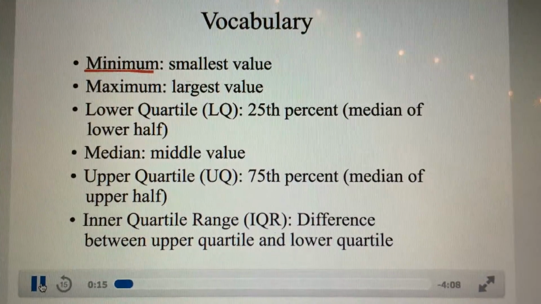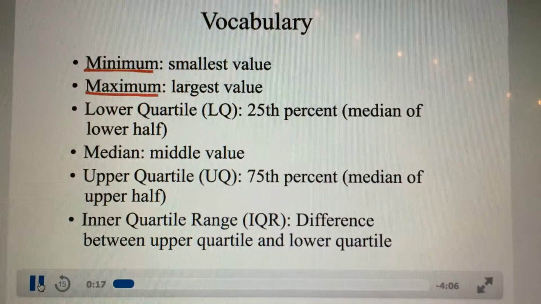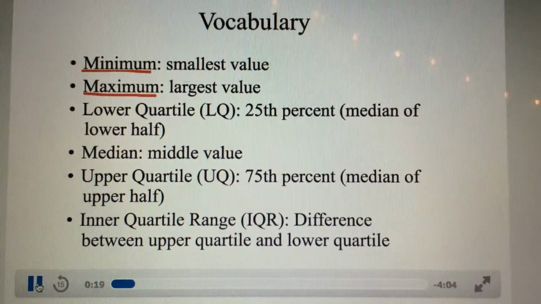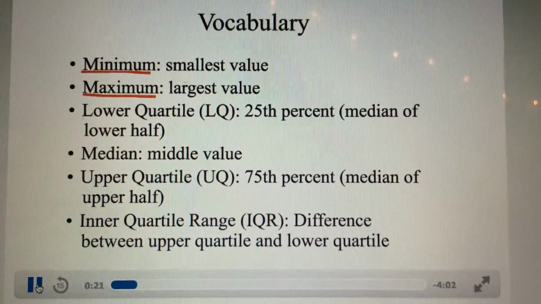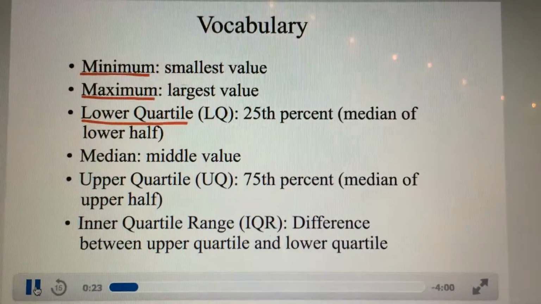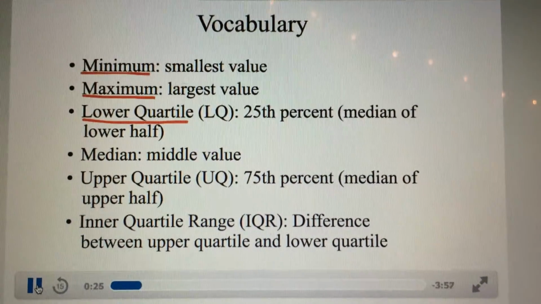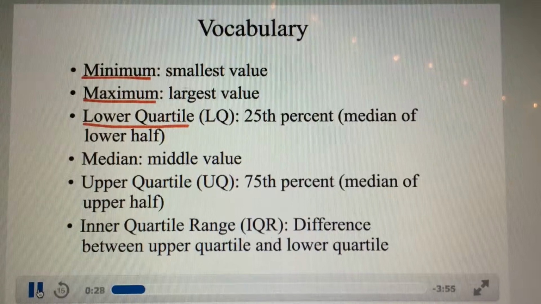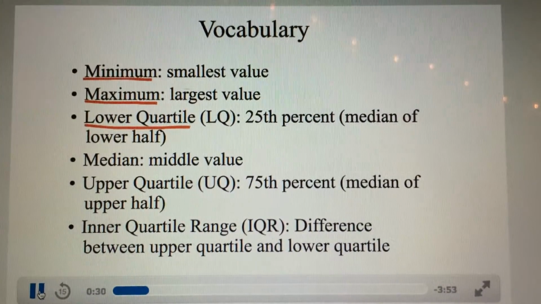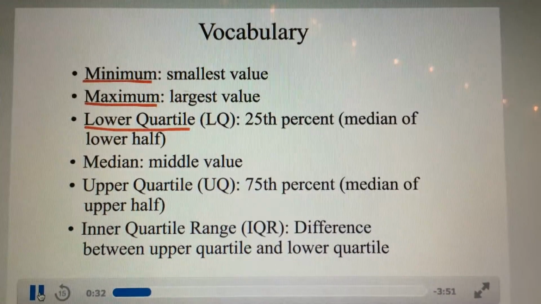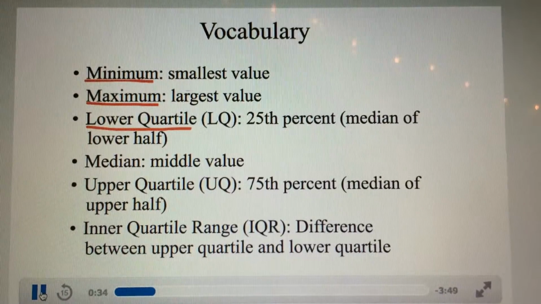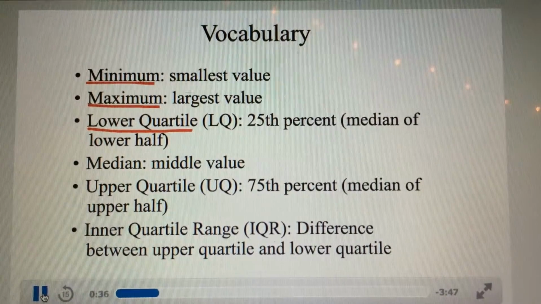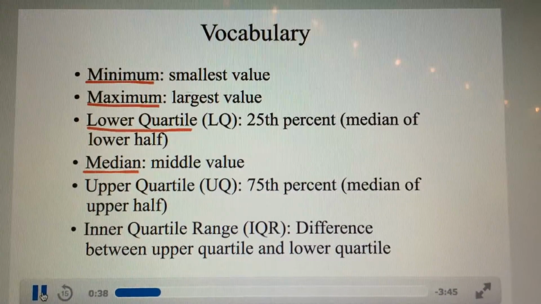Minimum is the smallest value. Maximum is the largest value. These are not new terms to you guys. The new ones are lower quartile. Alright, sometimes I'm going to refer to that as an LQ just for an abbreviation. And that is the 25th percent. And I'll show you what that means later, but for now I want you to think of the median of the lower half. The median, you know, it is the middle value.